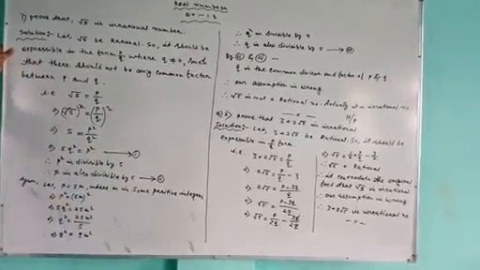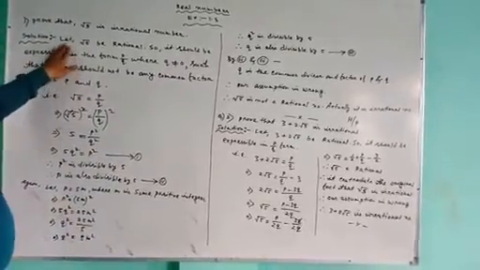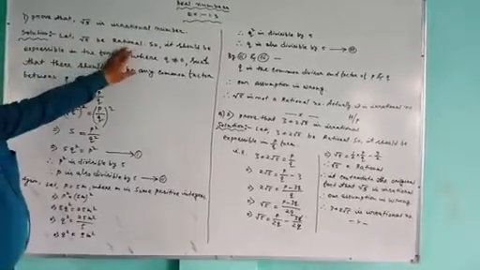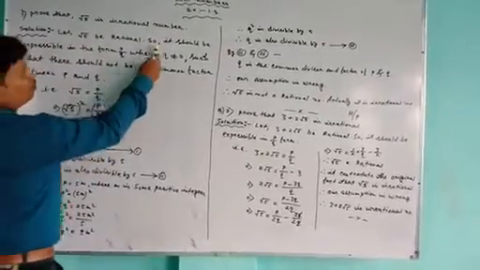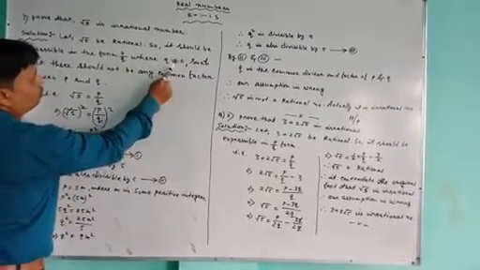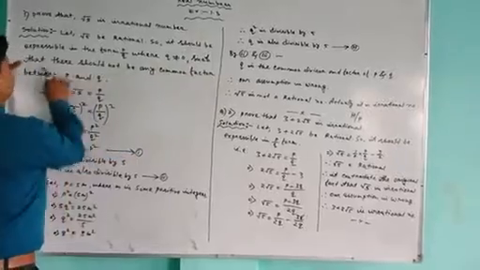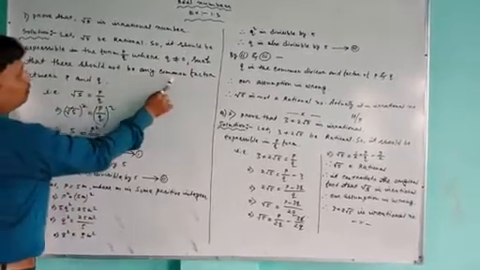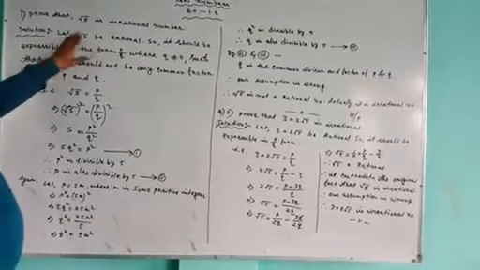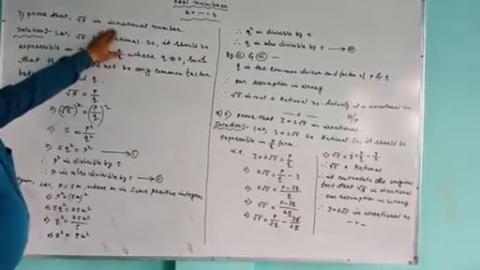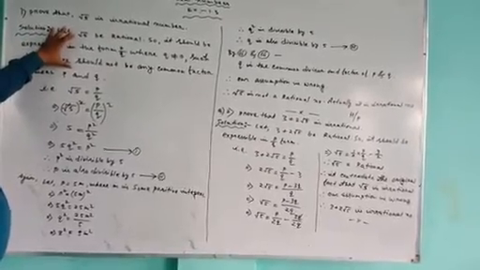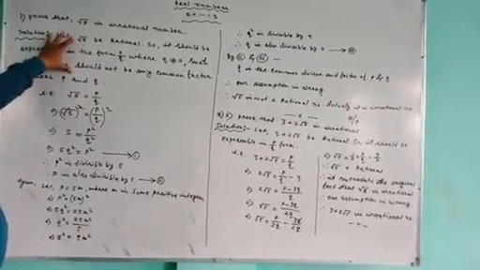So, first of all, we assume that root 5 is a rational number. So it should be expressible in the form p by q, where q is not equal to 0, such that there should not be any common factor between p and q. That means we have to prove that this is an irrational number, but first of all we have to assume this one is a rational number.